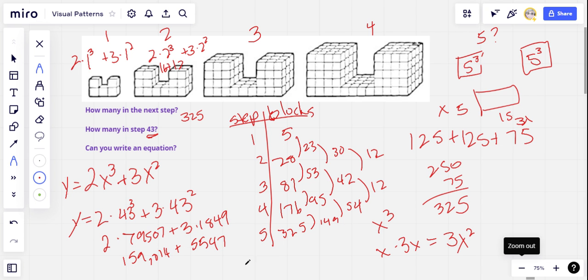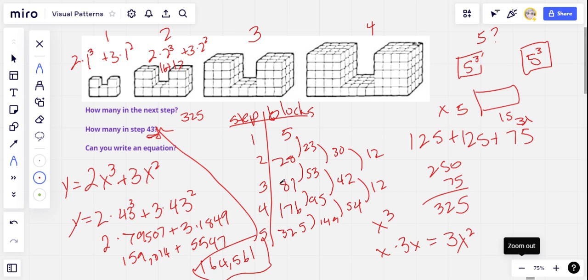And we add those two together, and I'm getting, you may want to double check this math, but I'm getting 164,561. That is a lot of blocks. And that is our answer for the number in step 43.